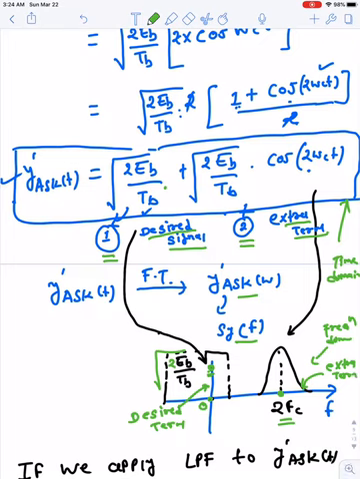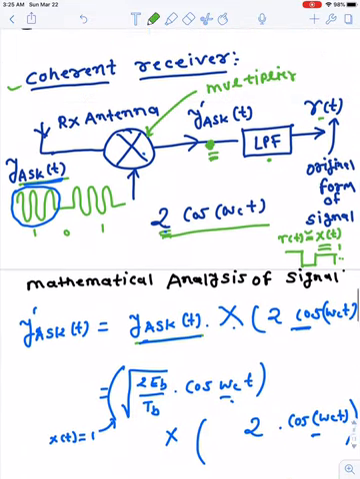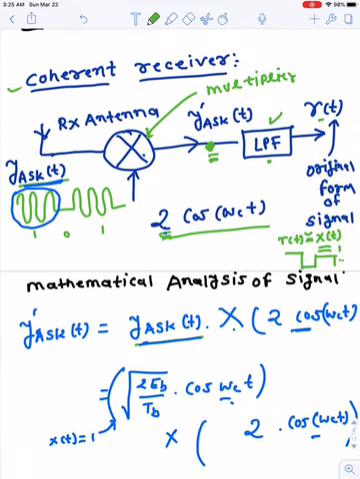We need to remove this. So what we can do here is apply some filter, and this filter has a response of h of omega. We can convolve in the time domain and multiply in the frequency domain. This filter is simply known as a low pass filter, which allows only the first term to pass and blocks the second term. So this low pass filter is designed accordingly.